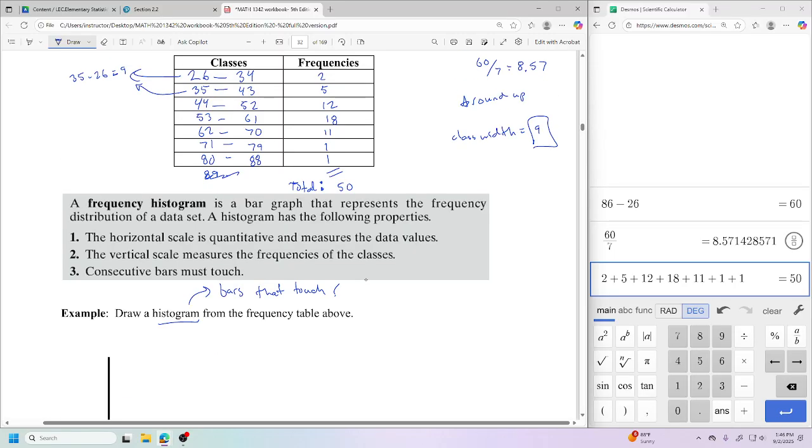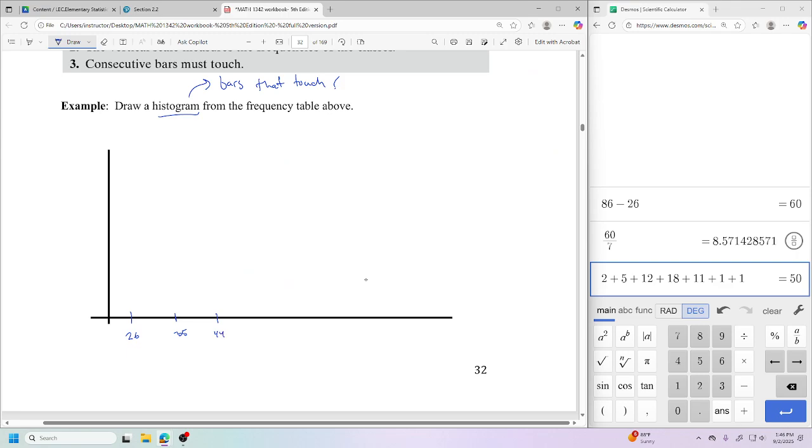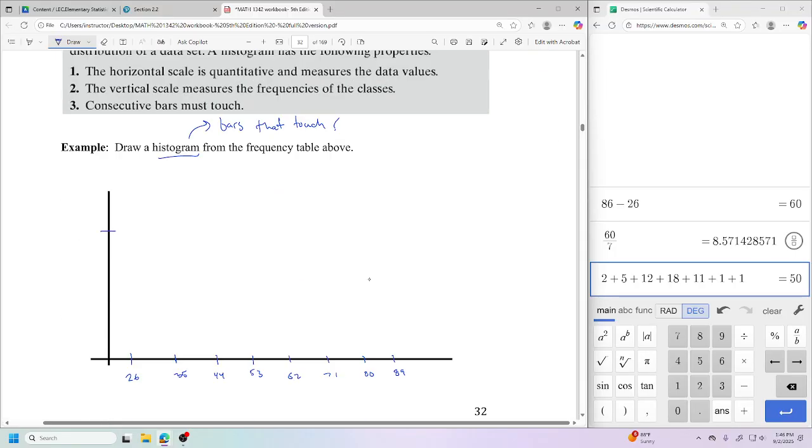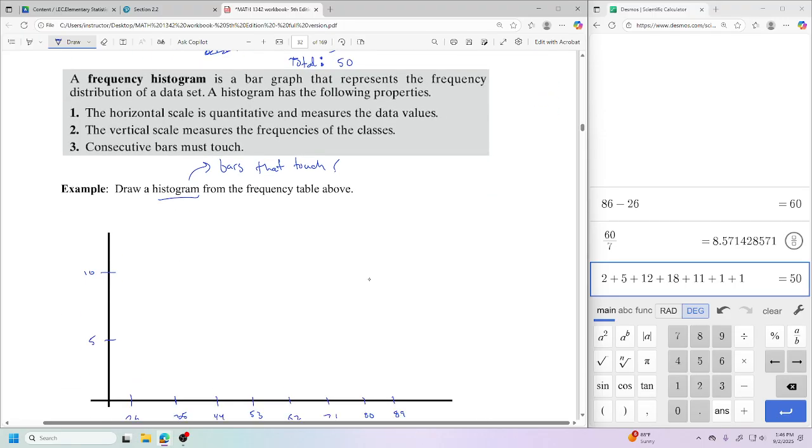And I'm going to basically do these first numbers here. So we got 44, 53, 62, 71, 80, and then 89 would have been the next one. And I'm going to make a bar for each one of these. Hopefully I can get this one right. Let's say that's 10, and let's say this is 5. Okay, so I got 2. So this one here goes up 2. I'm going to just mark it right here.